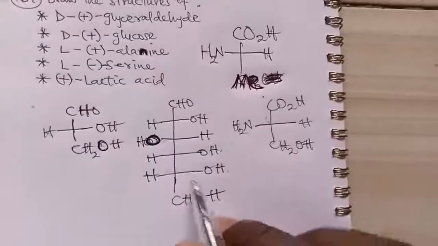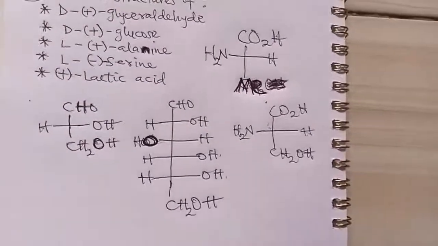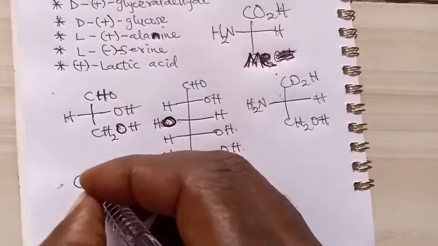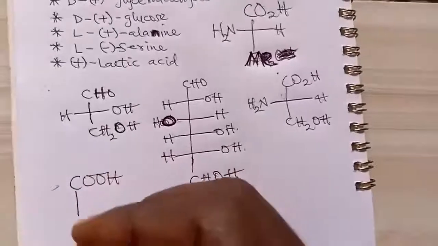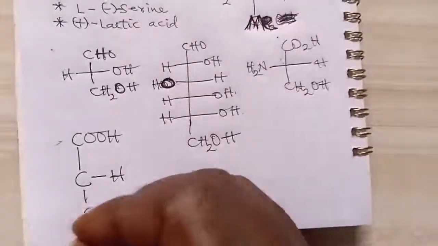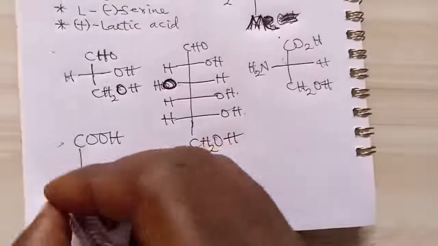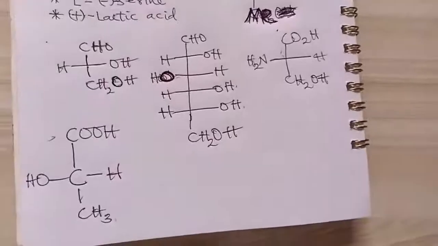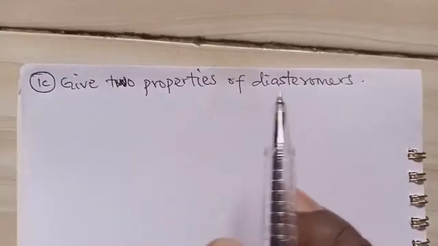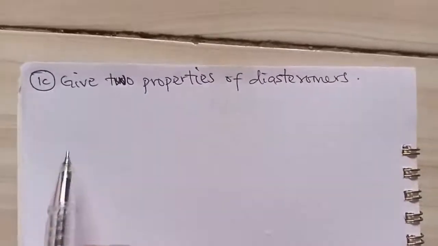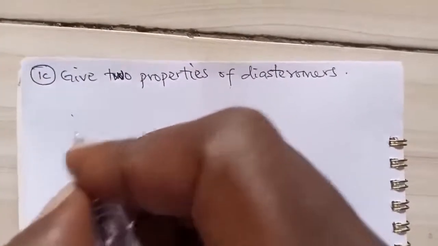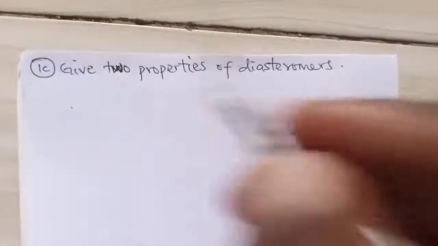So the other one is positive lactic acid. Since when we hear lactic acid, we already know the functional group is this. So we have this C, we have H, we have a methyl, then we have OH. So that is it. The next question says give two properties of diastereomers. The answer to that is that the first property is that they have different melting points. The second property is that they have different solubilities.